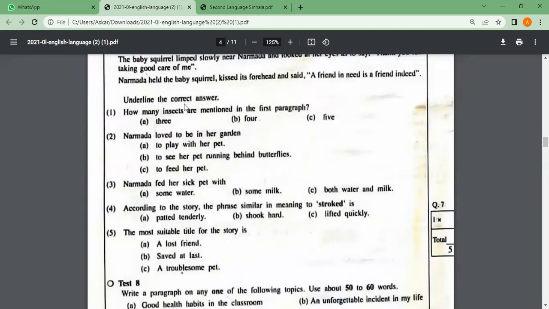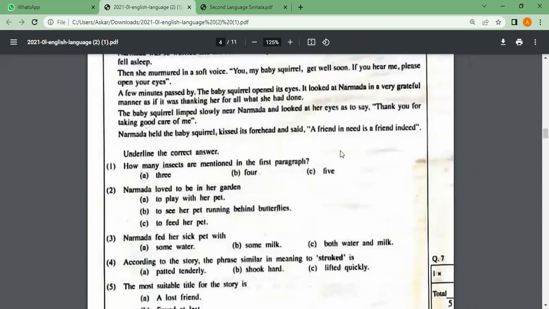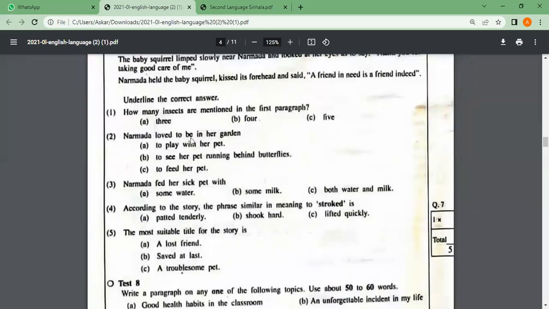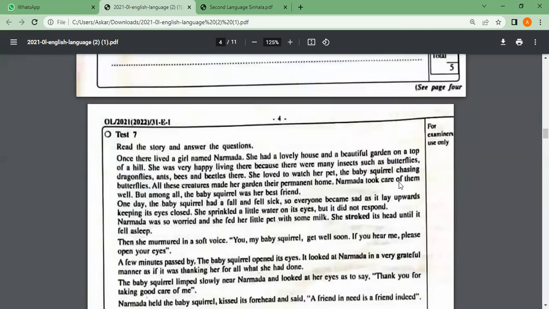So, underline the correct answer. How many insects are mentioned in the first para? How many insects are mentioned? 1, 2, 3, 4, 5. So, 5. And then Narmada loved to be in her garden, to play with her pet, to see her pet running behind butterflies, to feed her pet.